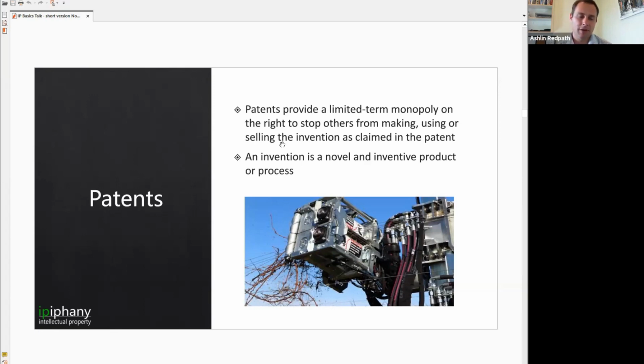Say, for example, you have a car and you paint it pink with lime green stripes. You may be the first person to ever do that. It may be novel, but it's not inventive because you're using known processes. You're painting a car in a different color.